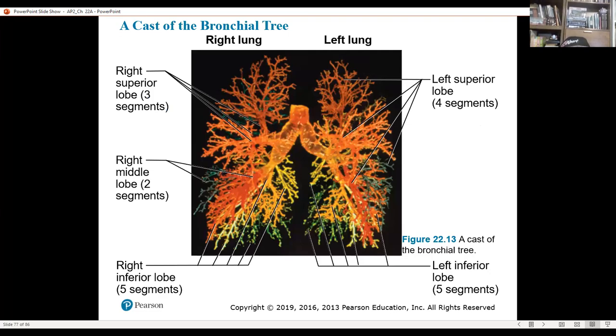All right, so there we have a cast of the bronchopulmonary tree. They literally take an animal that's dead, like a sheep, and they fill the conducting zones of the lung with latex, fill them with rubber, and then they dissolve away the flesh, and you're left with these really cool casts. They look amazing.